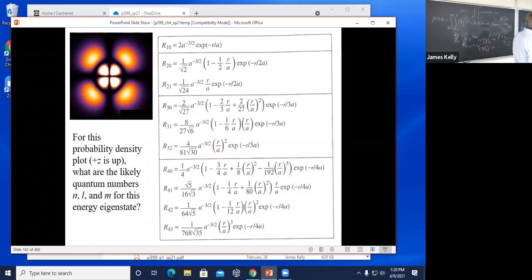What do we know about the quantum numbers n, l, and m for this energy eigenstate whose probability density is being shown here? And so I'm first going to show you this table from Griffiths of the R radial wave functions. You have to remember the subscripts are n and l for the R wave functions. And by staring at that, how can I figure out, or at least restrict somewhat, what the possibilities are for n and l?